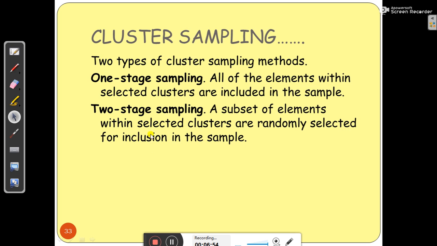So there is a difference between one stage and two stage sampling, because in one stage sampling, to create a cluster we select all the elements within the selected clusters, but in the case of two stage sampling we take a subset of elements from the selected clusters using random numbers, so randomly selected elements from the selected clusters are included in the sample.